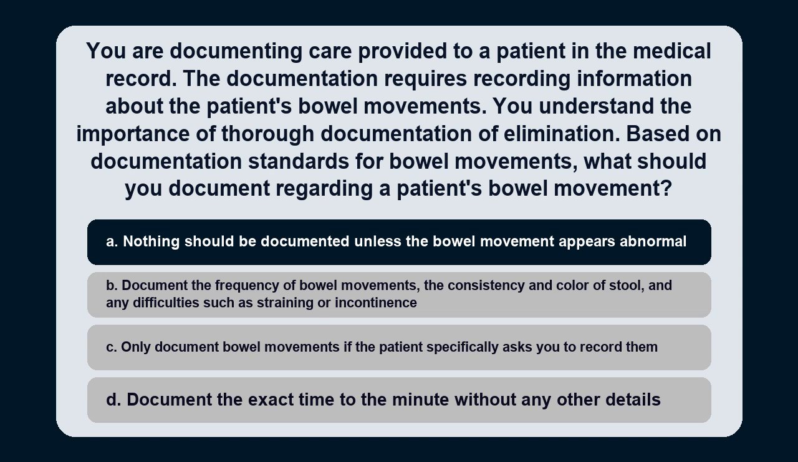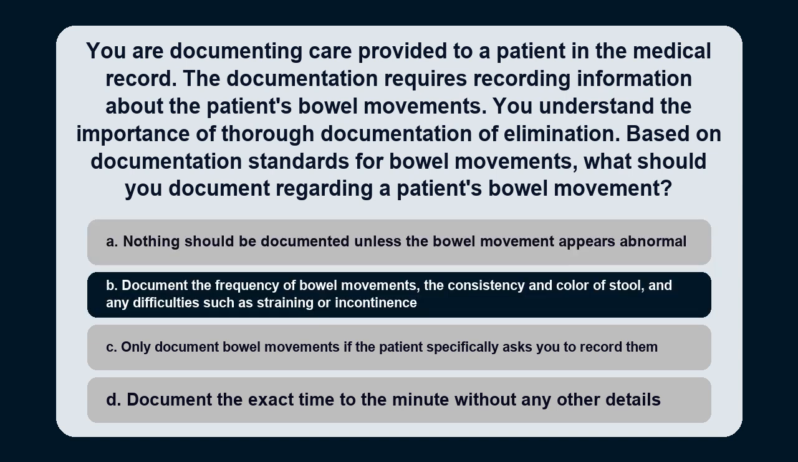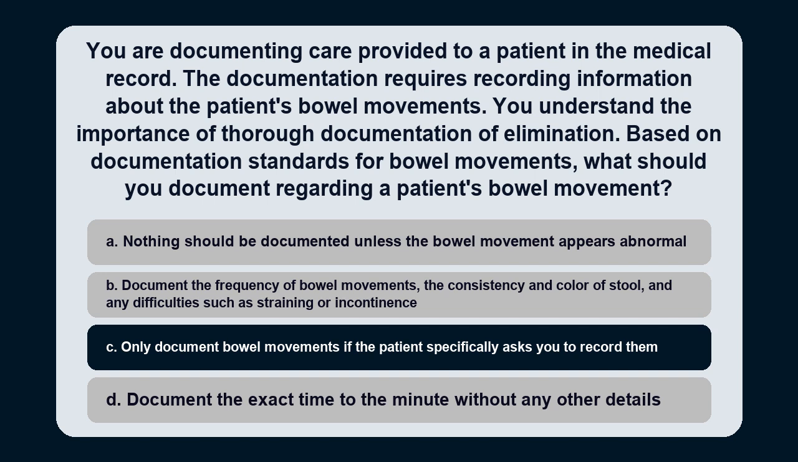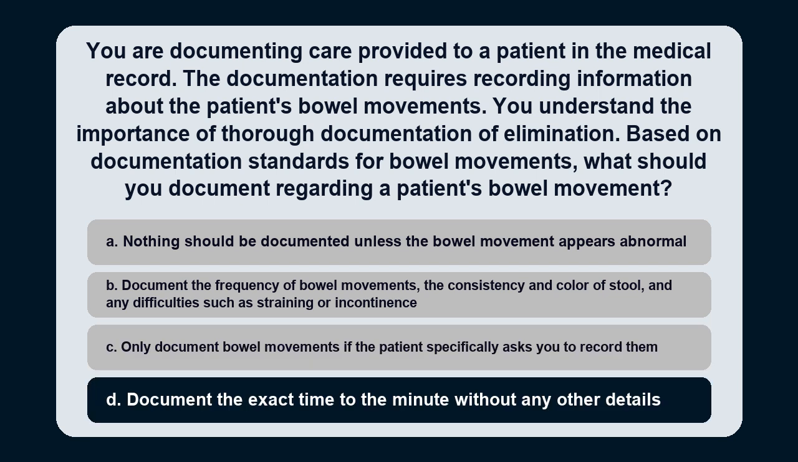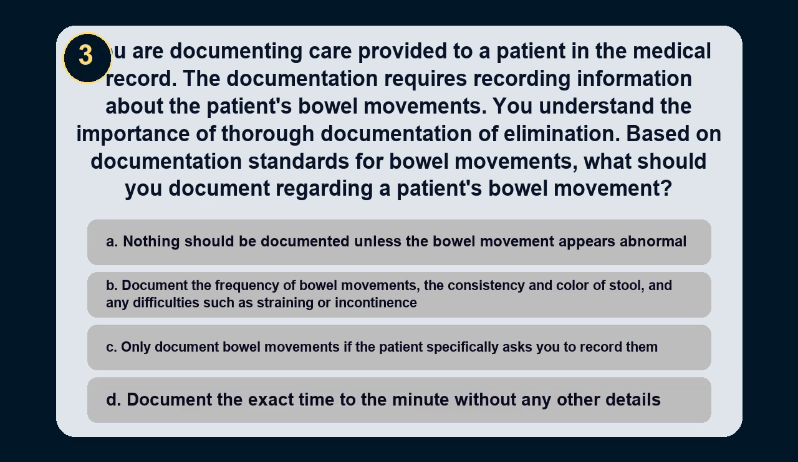Option A. Nothing should be documented unless the bowel movement appears abnormal. Option B. Document the frequency of bowel movements, the consistency and color of stool, and any difficulties such as straining or incontinence. Option C. Only document bowel movements if the patient specifically asks you to record them. Option D. Document the exact time to the minute without any other details.